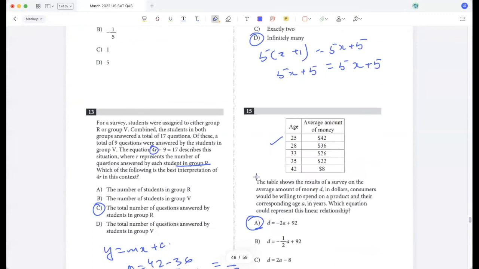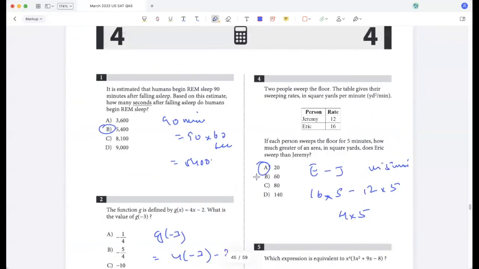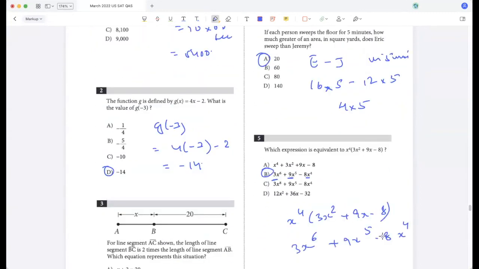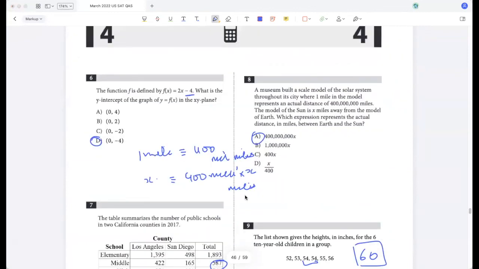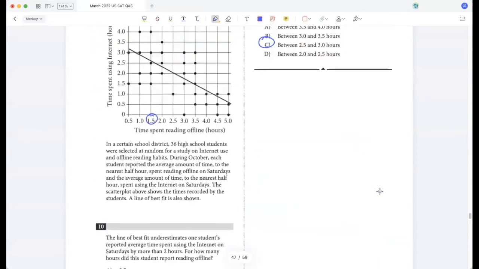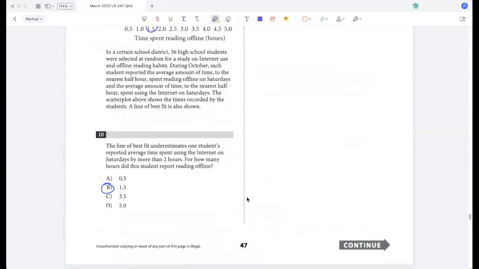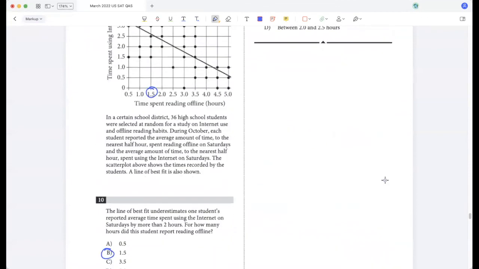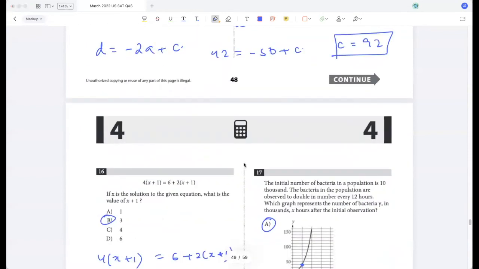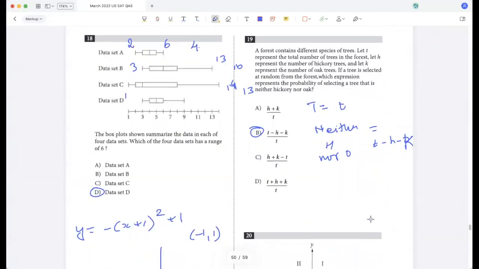Okay, let's grade this. Calculator. Question 1: B D D A B. Number 6: D C A C B. Number 11: C A C D A. And 16: B A D B B.